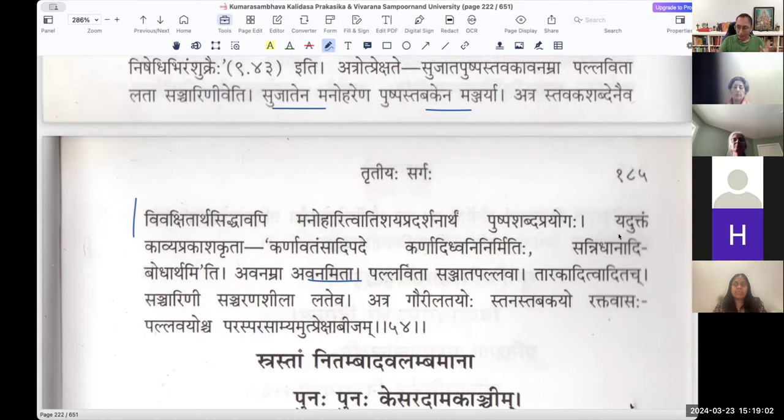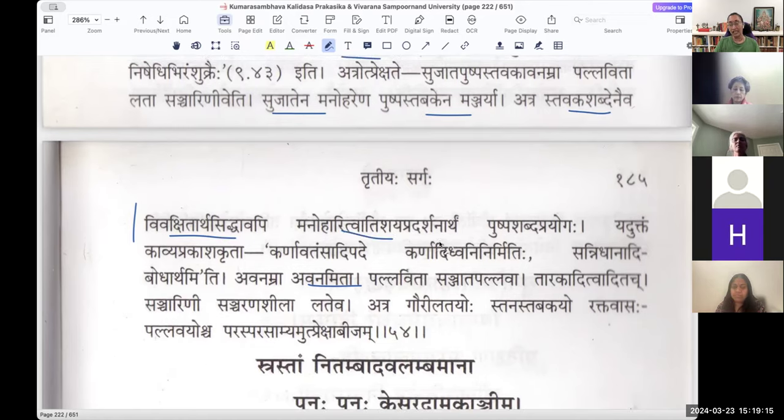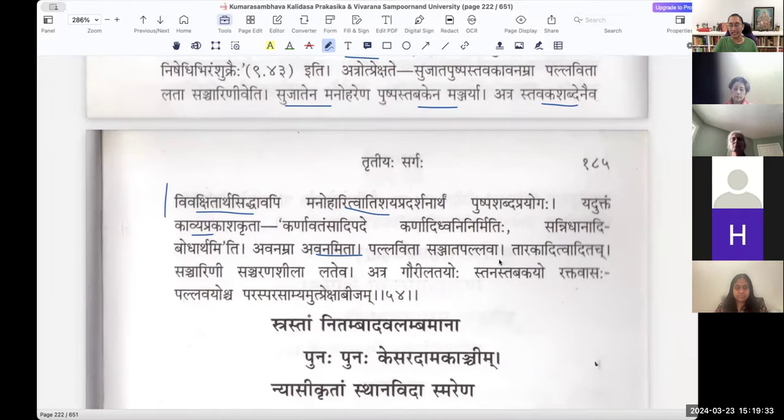The example he gives here is atra stabaka shabdenaiva vivakshitartha siddhau. When the intended meaning is understood by the word stabaka, manoharitva atishaya pradarshanartham pushpa shabda prayogaha. It attracts even more. So to show that it is even more beautiful, you are using the word pushpa there. Yaduktam kavya prakashakrita karnavatamsadi pade karnadi dhvani nirmitihi.